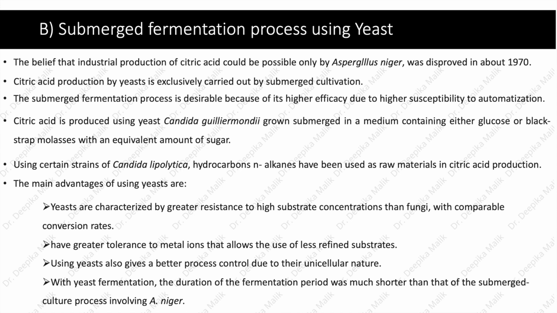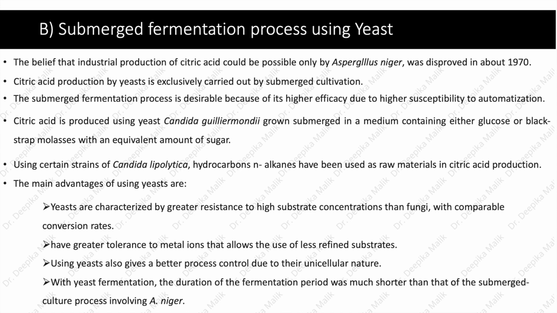Citric acid production by yeast is exclusively carried out by submerged cultivation. The submerged fermentation process is desirable because of its higher efficacy due to higher susceptibility to automatization. Citric acid is produced using yeast Candida guillermondi, grown submerged in a medium containing either glucose or blackstrap molasses with an equivalent amount of sugar. Using certain strains of Candida lipolytica, hydrocarbons and alkanes have been used as raw materials in citric acid production.